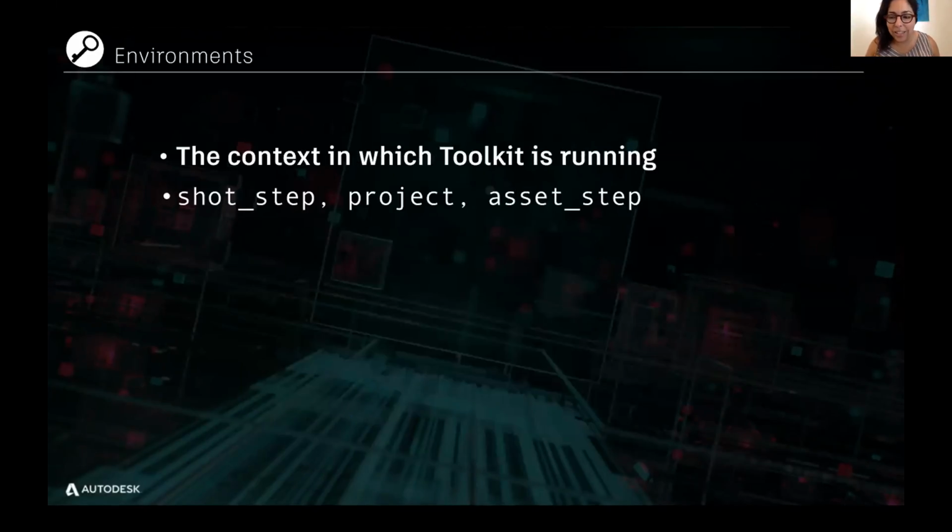Environments. The context in which Toolkit is running is what we call the environment, and it's based on what you're working on. The idea here is that when you're configuring Toolkit, when you're configuring your pipeline, you might want to have different workflows for different artists working in different contexts, in different environments, right? So the way that we have it set up is that we divide by shot step and asset step. So the idea is that you might have your artists that are working on assets, such as modelers, riggers, surfacers, these kind of artists using a set of software, whereas your animators, effects artists, lighters, etc., that are working in shots have a different set of software.